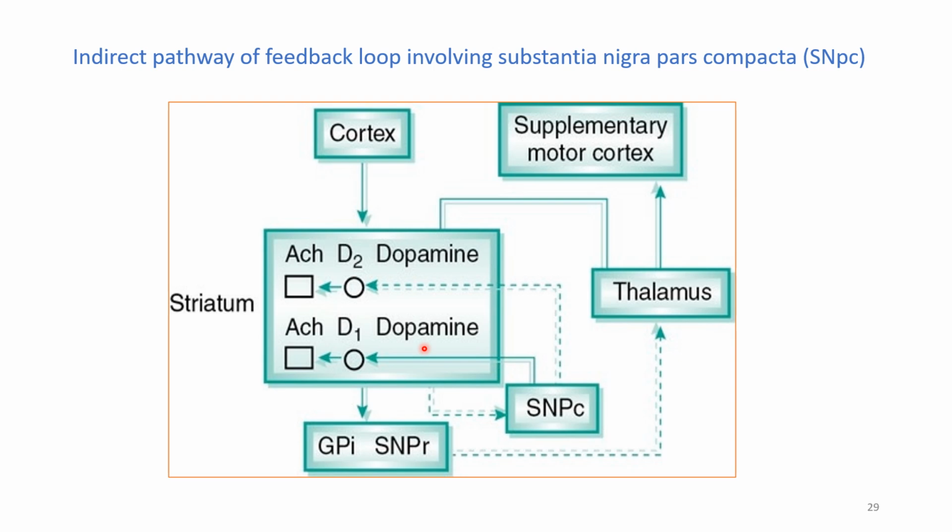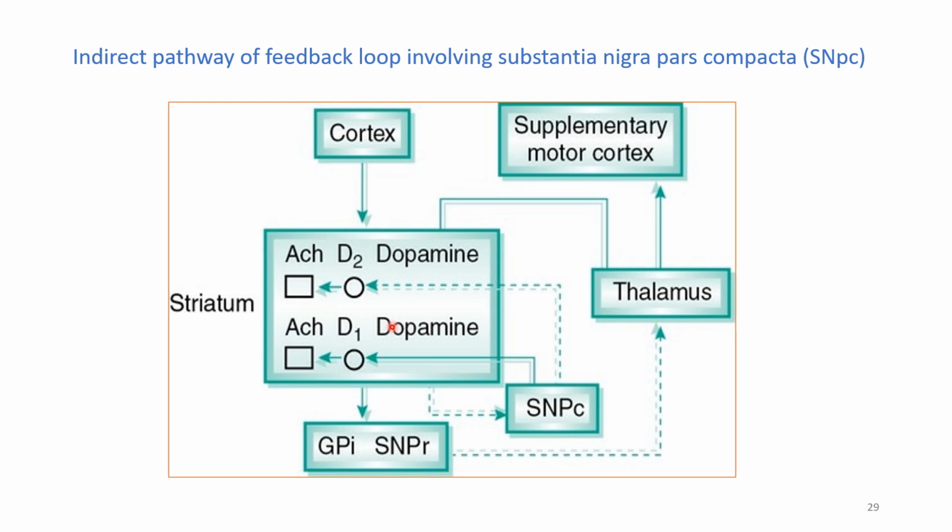We have seen the direct pathway and the indirect pathway in the earlier slides. We have noticed that there are two types of dopamine receptors in the striatum, the D1 receptors and the D2 receptors. If you stimulate the D1 receptors, it results in excitation of the neuron, while if the D2 receptors are stimulated, they will inhibit the neuron.